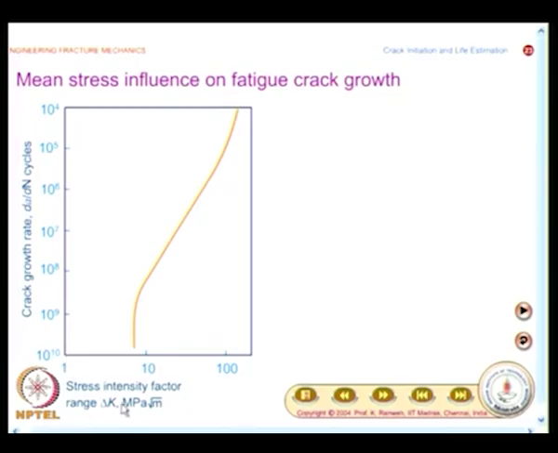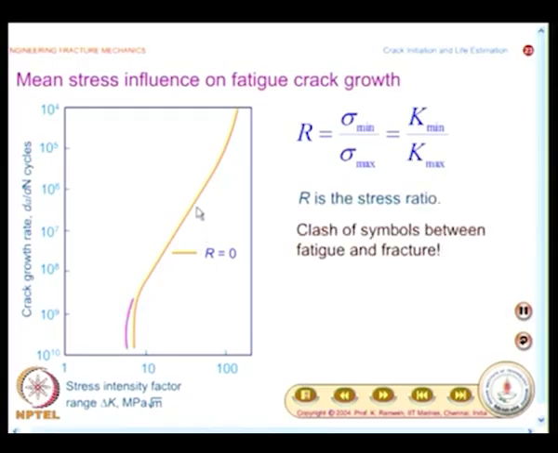On the x axis it is delta K, and on the y axis it is dA by dN, and this is for a particular value of R. I think it is for R equal to 0. When R is changed, how does the graph change? It gets shifted to the left. So, that means K threshold keeps decreasing.